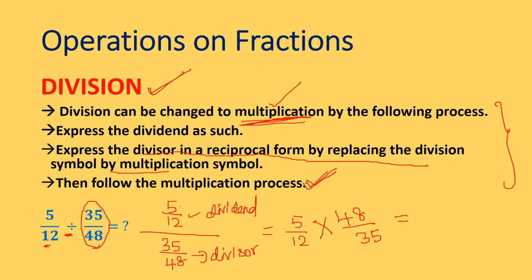Now we will do it. What is our multiplication process? Is there any common term between numerator and denominator? Yes, of course. 5 ones are 5, and this is 5 sevens are 35. And 12 ones are 12, and this is 12 fours are 48. That's it. We don't have any other common factor. Now 1 into 4 is going to be 4. 1 into 7 is 7. So this is the answer.